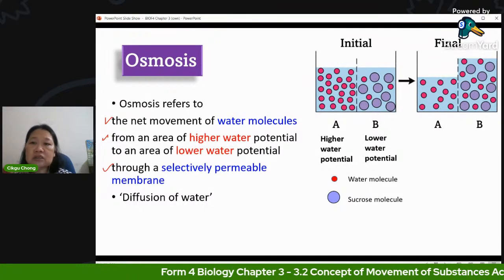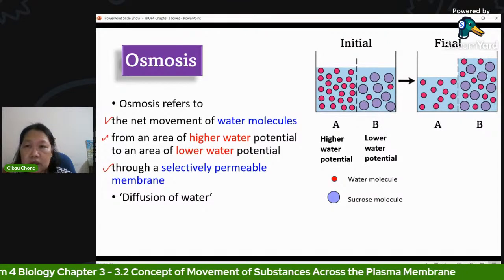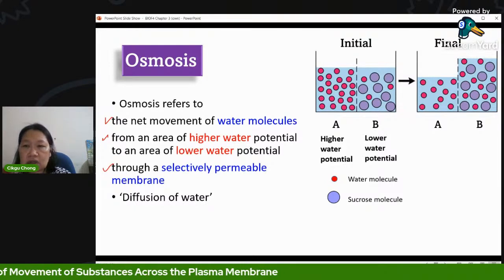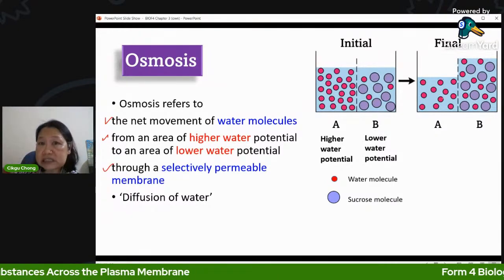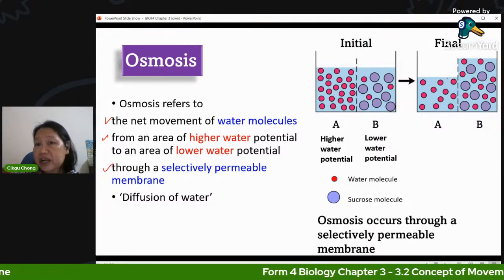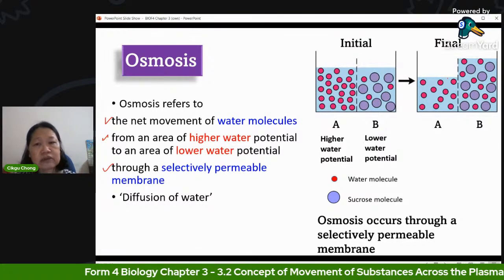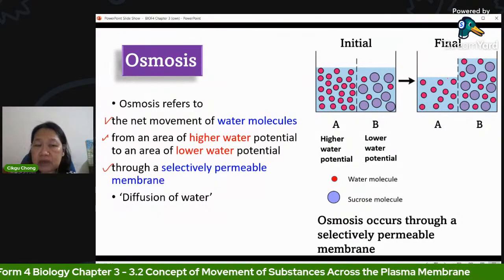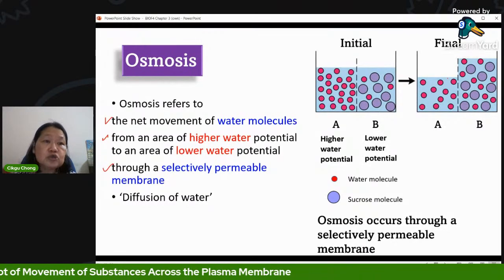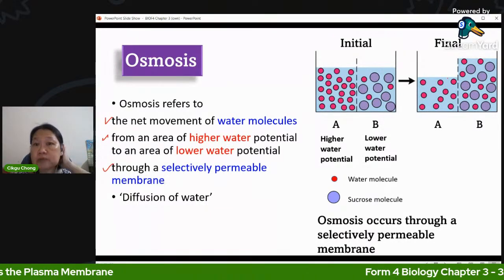Look at the number of molecules on the left-hand side. You count the number of water molecules on the left, and the number of water molecules on the right; the concentration of water will be the same. So this is the final observation that you will see. Water from A will diffuse through the selectively permeable membrane, through B, and this is through osmosis. So osmosis must occur through a selectively permeable membrane.